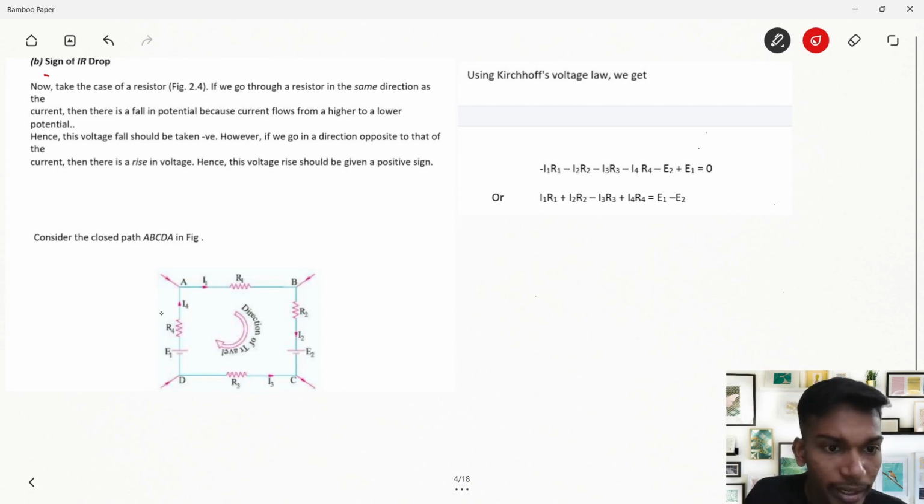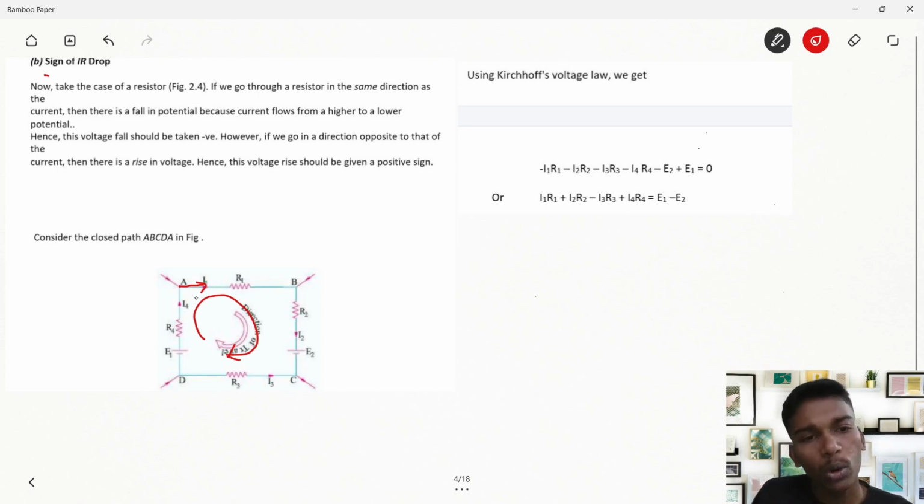Just think of the scenario. It is a circuit, and if you assume our current is flowing in this direction, and you are taking the KVL in the same direction of the current flow, in a sense we are going along with the current. If you are going in the same direction as the current, then we have to take minus IR. Whatever the current, whatever the resistance, we have to take minus IR.